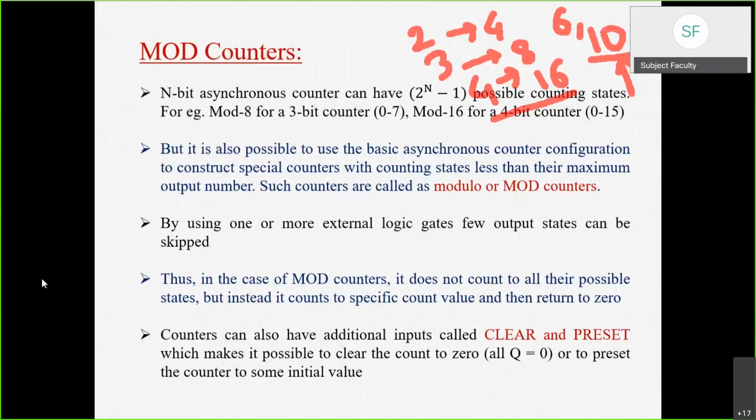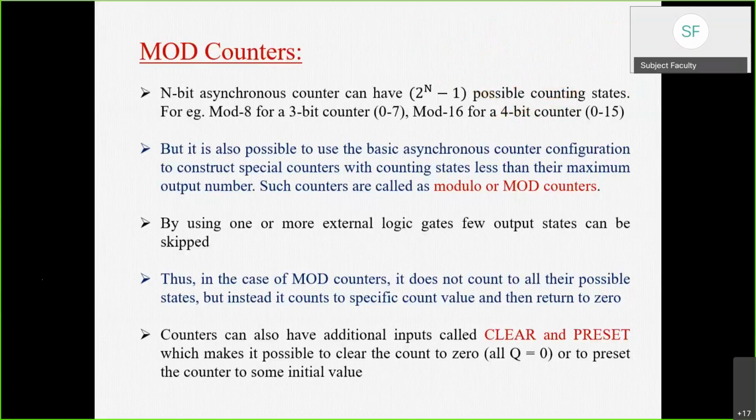Okay, so we will see its working and its detailed discussion. These are important.